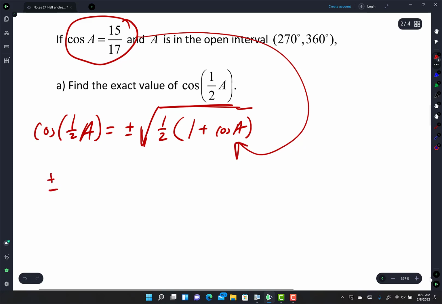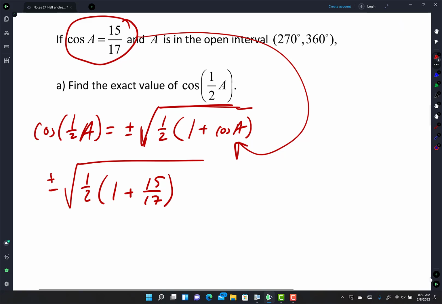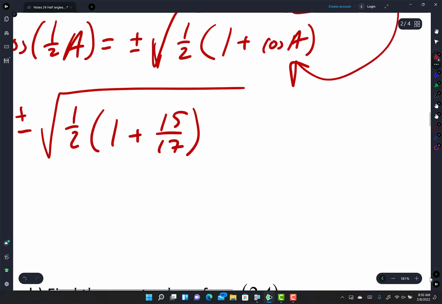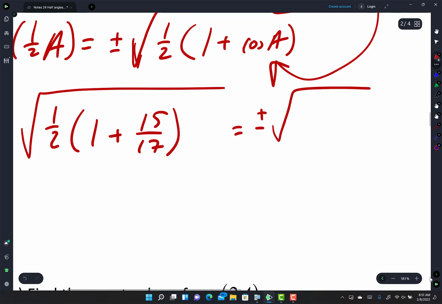And we don't need a calculator for this. I mean, we will eventually, but not for this part. 1/2 parenthesis 1 plus 15 over 17. You are done with pre-cal. The rest is arithmetic. So it's not even really algebra. It's just, do you know how to multiply, add, subtract, and divide? So let's see. I'm going to turn that 1 into 17 over 17. So we're going to have plus minus square root, I'll put a half, and then I write 17 over 17 plus 15 over 17.